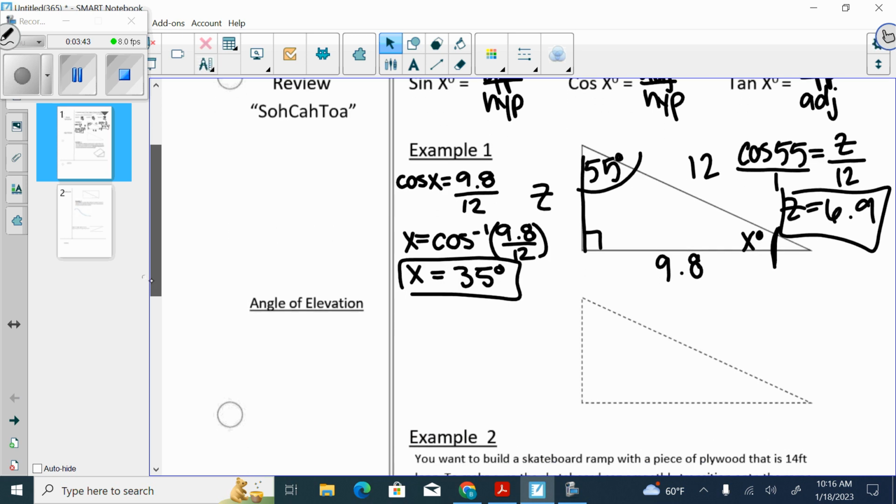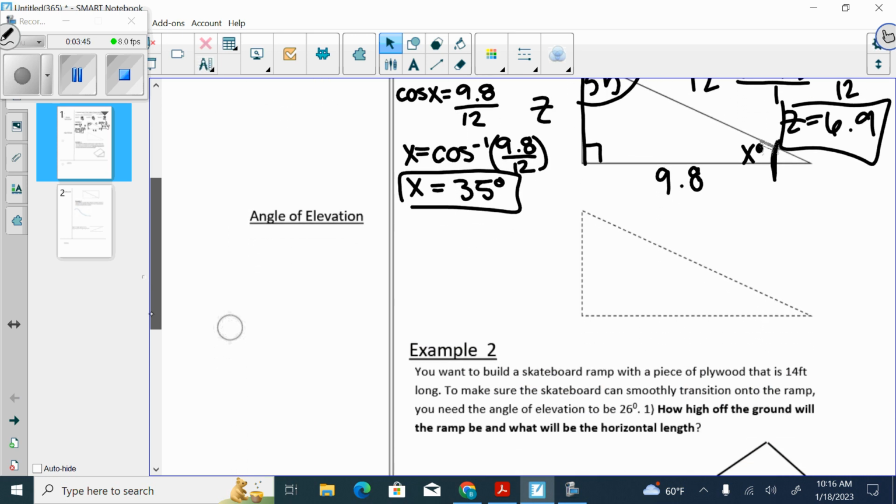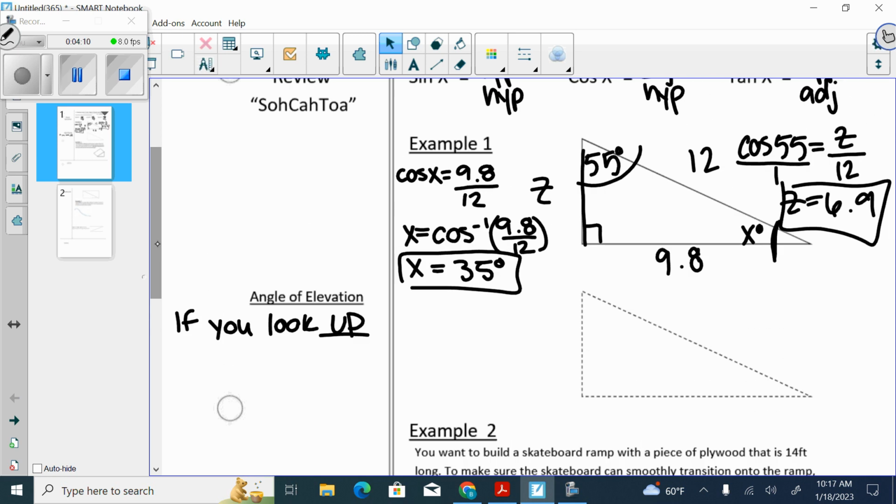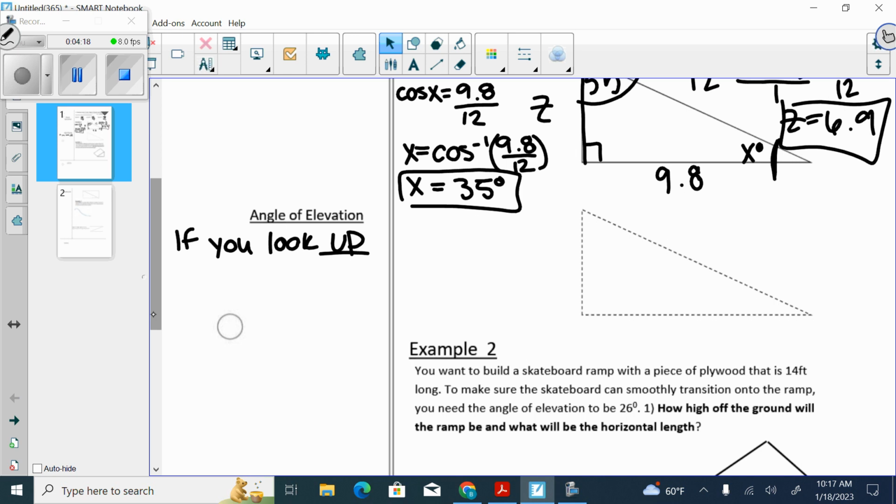Now let's go a little bit more in depth with those angles of elevation and depression. All right, so elevation. Elevate means up, right? To go up or look up. So an angle of elevation is if you are looking up. Cosine of 55 equals z over 12. 12 times cosine of 55 is 6.9. Very good.